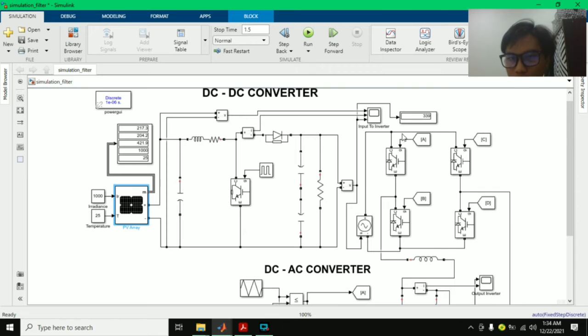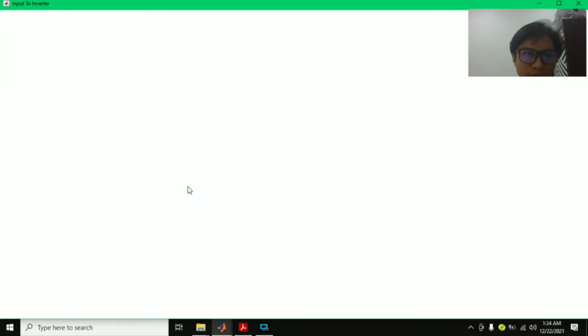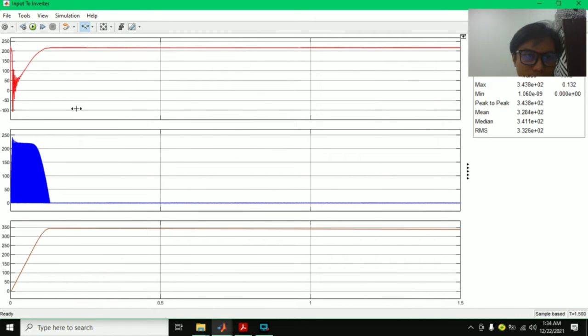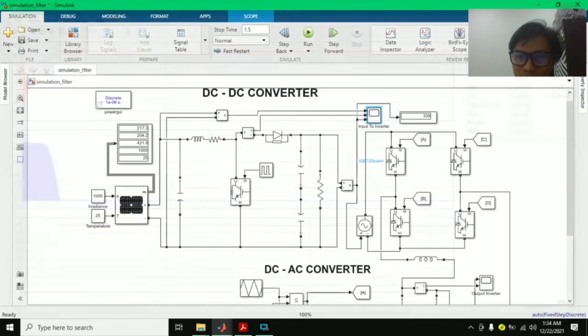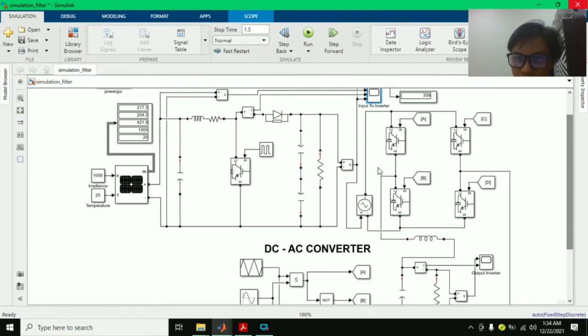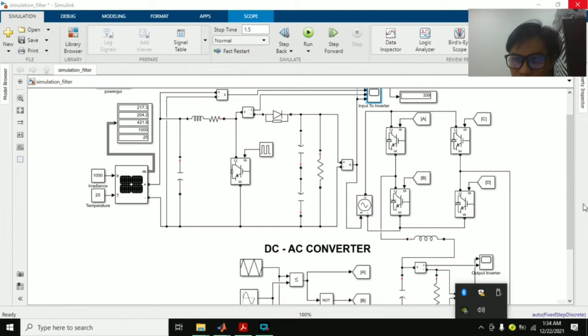For the output, the DC converter is 339 volts. This is also the input for the inverter, and this is a graph for the input of the DC converter, and this is the output current and output voltage of the DC converter. And then what you want to see is the solar inverter here.